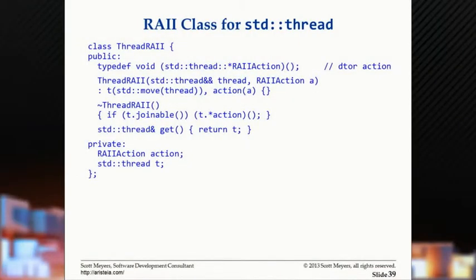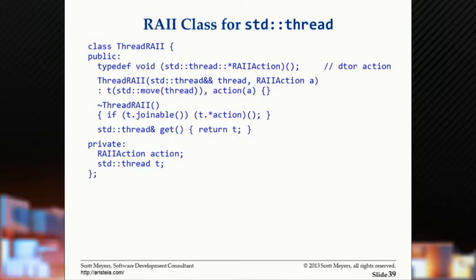So fortunately, it's not that hard to write your own. This is one that I threw together. This is just an RAII class, and all I'm going to do is set it up so in the constructor I pass in the thread object and whether to join or whether to detach at destruction. That's all I'm going to do.